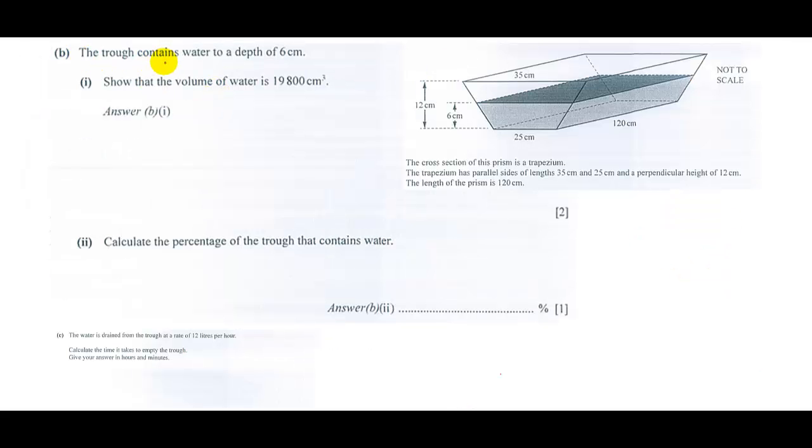In the next part, the trough contains water to a depth of 6 centimeter. Show that the volume of the water is 19,800 centimeter cube. So we have to find the volume of the water. So we have to find what is the area of this region.